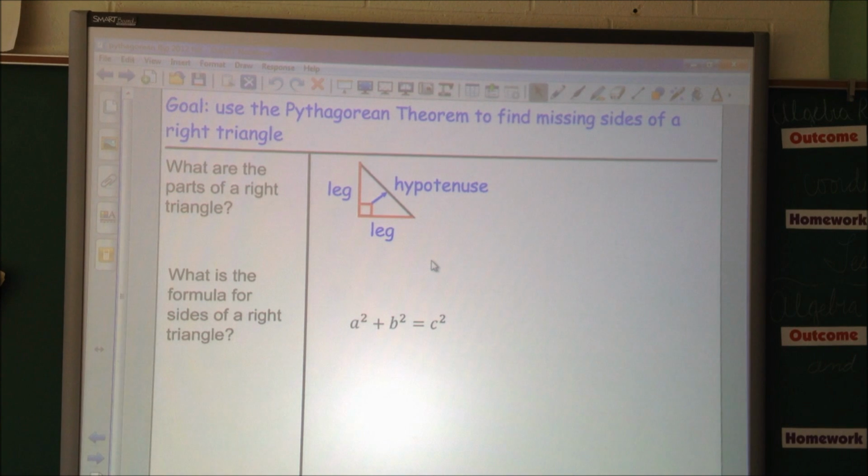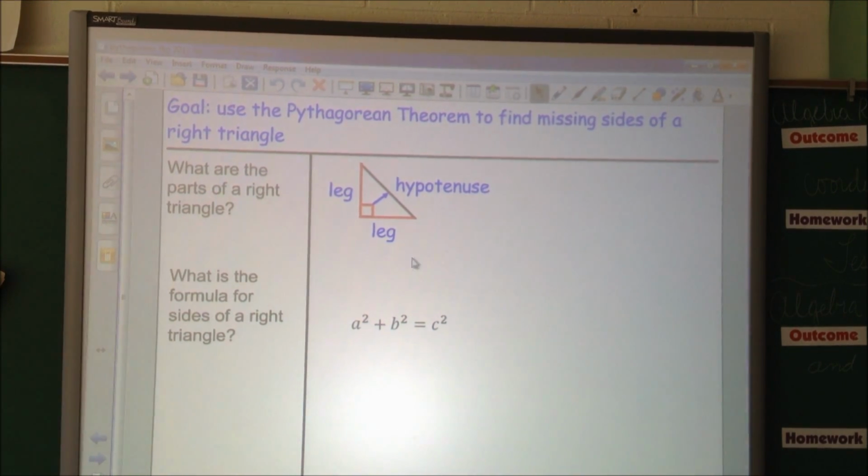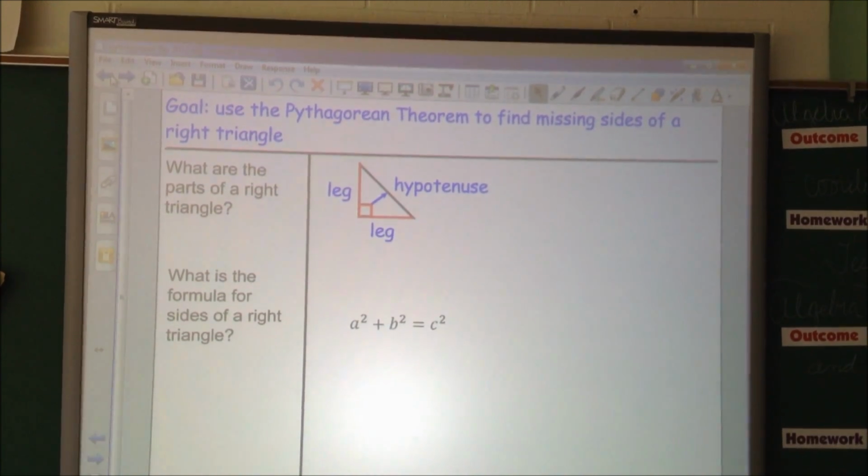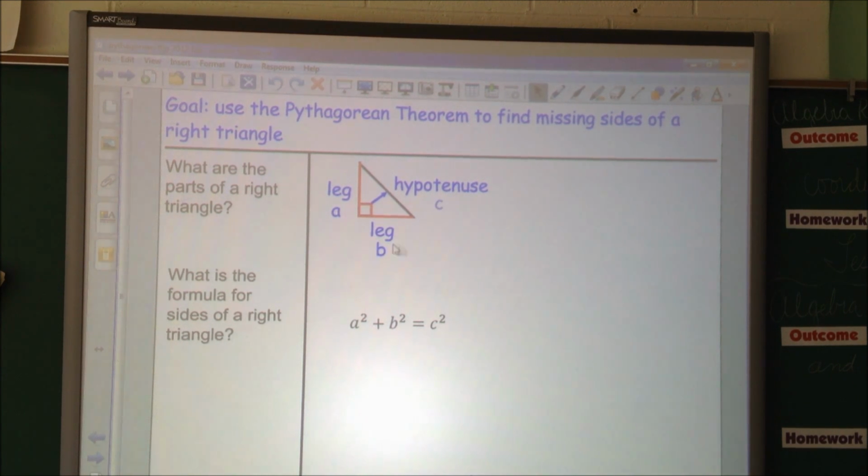And you see I've already given you the formula ahead of time. Sorry about that, guys. I clicked on it. And we label each of these A, B, and C. And with the legs, it doesn't matter which is the A and which is the B. And how do we find the formula for the sides of the right triangle? It is leg squared plus leg squared equals the hypotenuse squared, which is A squared plus B squared equals C squared. So pause the video if you need to and write those notes down.